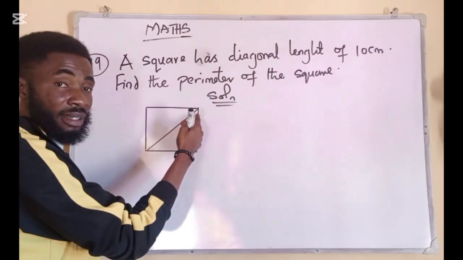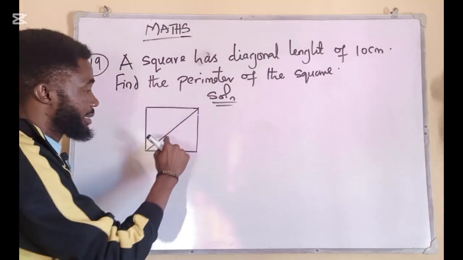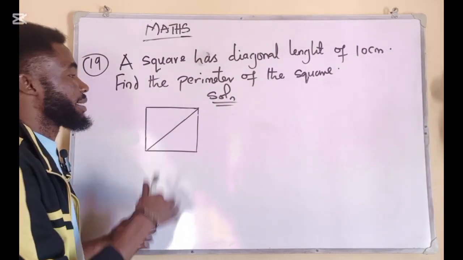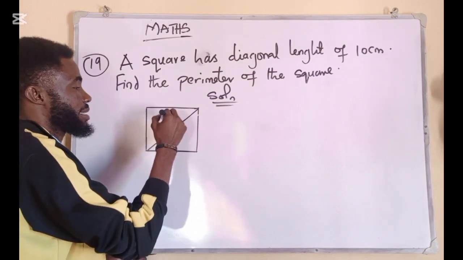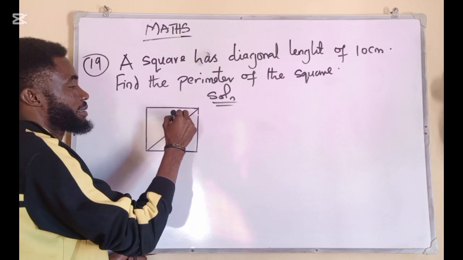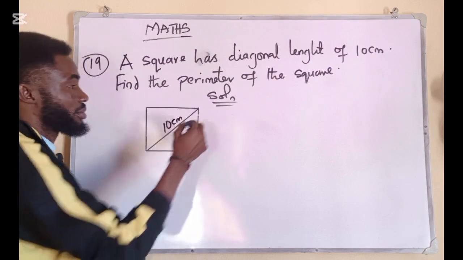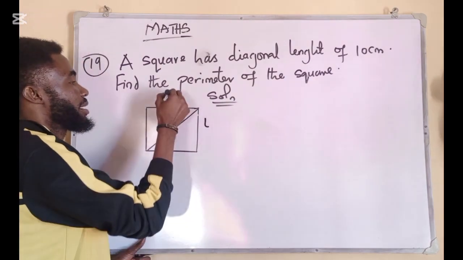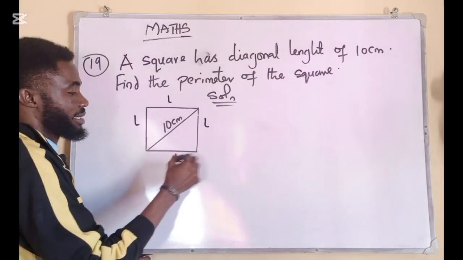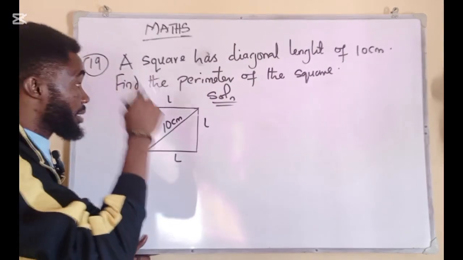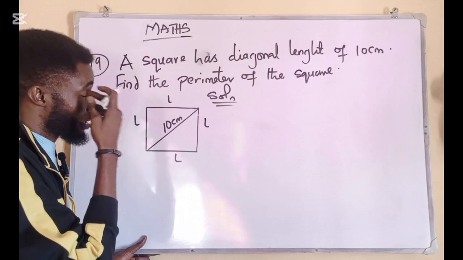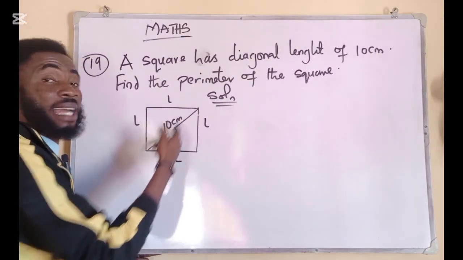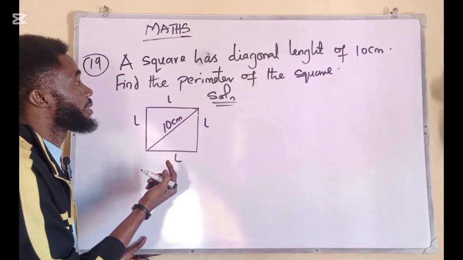Now, this is the diagonal. Okay, this is the diagonal of 10 centimeters. So guys, it means this line here is 10 centimeters. Don't forget, in a square, all sides are equal, right? Good. So this is the length, and this is length, and this is length, and this is length. Since all sides are equal, it means they have the same dimensions as well. Now the diagonal is 10 centimeters.